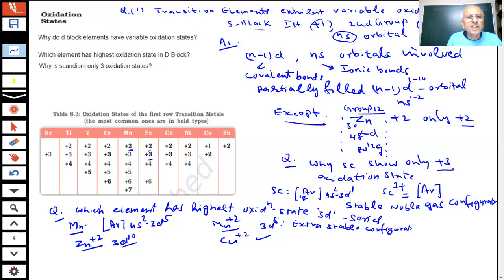In general, one more thing is clear, students. What is that? You see that the lowest oxidation state shown is the number of electrons in the s orbital.